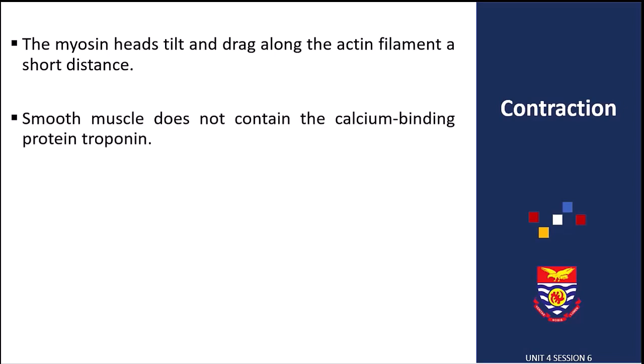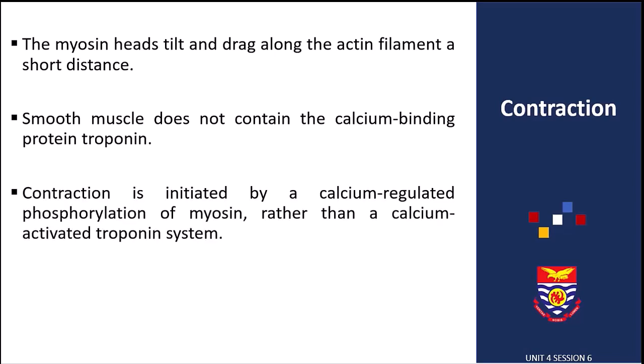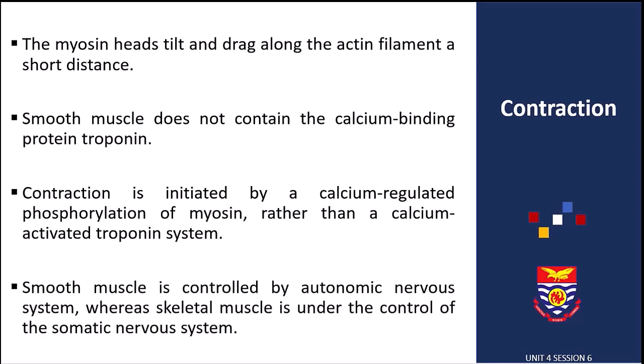Smooth muscle does not contain the calcium binding protein troponin, and because of that, contraction is initiated by a calcium regulated phosphorylation of myosin rather than the calcium activated troponin system. Also, the smooth muscle is controlled by the autonomic nervous system, whereas the skeletal muscle is controlled by the somatic nervous system.